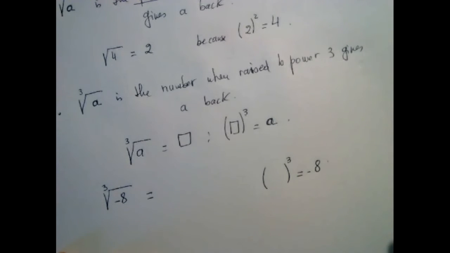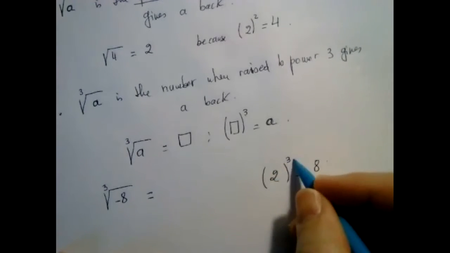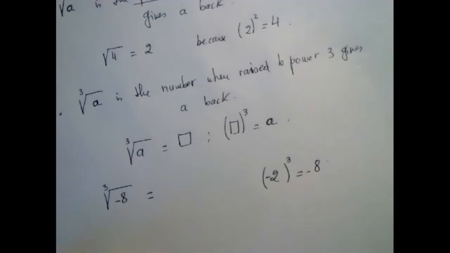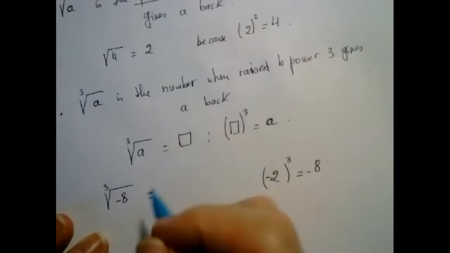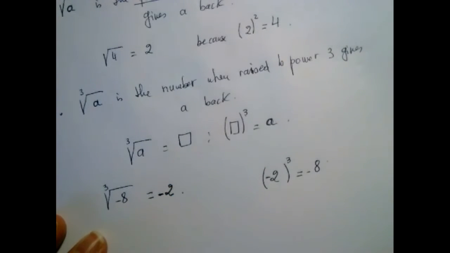Negative 2. No, why not 2? Why is 2 wrong? Because if I take 2 to the power 3, it has to be negative. Because 2 to the power 3 just gives me 8, and I want negative 8. So this is going to be equal to negative 2. Okay.